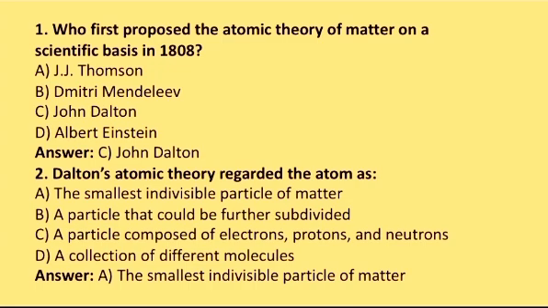Second question is, Dalton's atomic theory regarded the atom as. We have 4 options, the smallest indivisible particle of matter, a particle that could be further subdivided. Third is a particle composed of electrons, protons and neutrons. And fourth one is a collection of different molecules. So the correct answer is A, that is the smallest indivisible particle of matter.